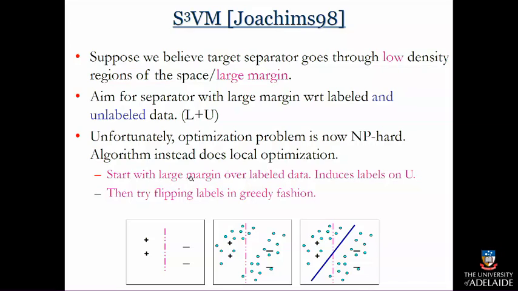There are a few ideas. The simplest one is kind of similar to the co-training, right? You start with training a standard support vector machine using the labeled data alone. And then, after you train this support vector machine, you can label the unlabeled data. And then try flipping labels in a greedy fashion. You do it iteratively.